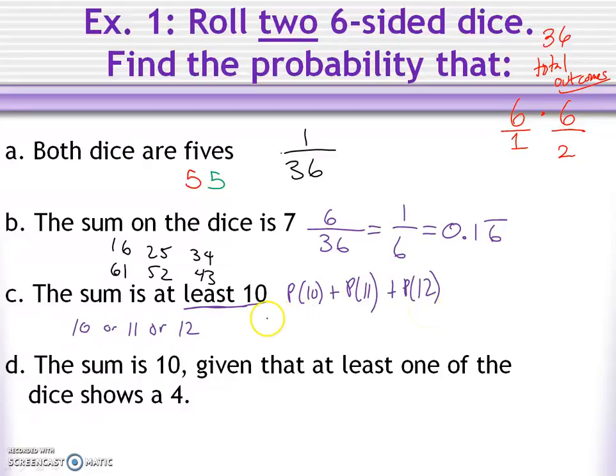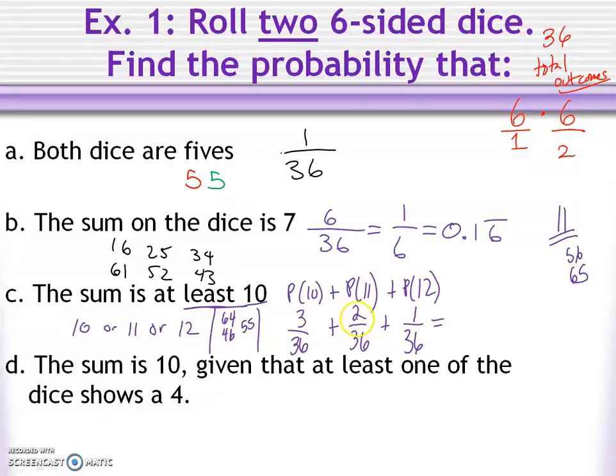The probability of getting a 10, count them, would be 6 and 4, 4 and 6, and 5 and 5. So it would be 3 out of 36. The probability of getting an 11 would be 5 and 6, 6 and 5, the only 2 ways to do that. So that would be 2 over 36. And the probability of getting a 12 is only a 6 and a 6. So it'd be 1 out of 36. So add them up, 3 plus 2 plus 1, all have a common denominator. So 6 over 36. You have the same probability of rolling a 7 as you do rolling at least a 10. So that's 1 over 6. I usually just keep things in fractions.